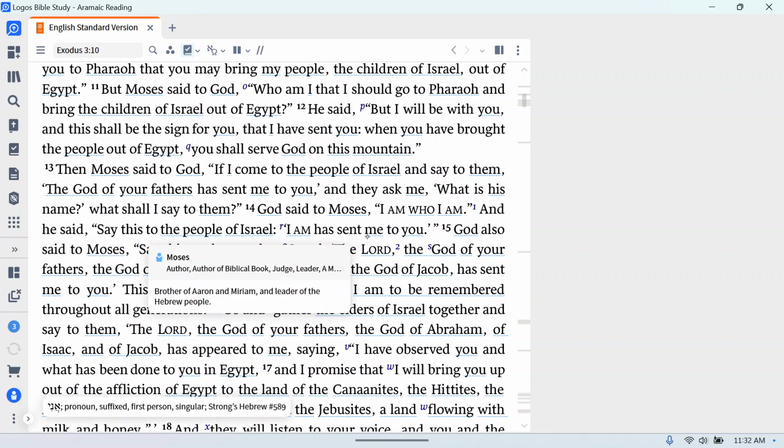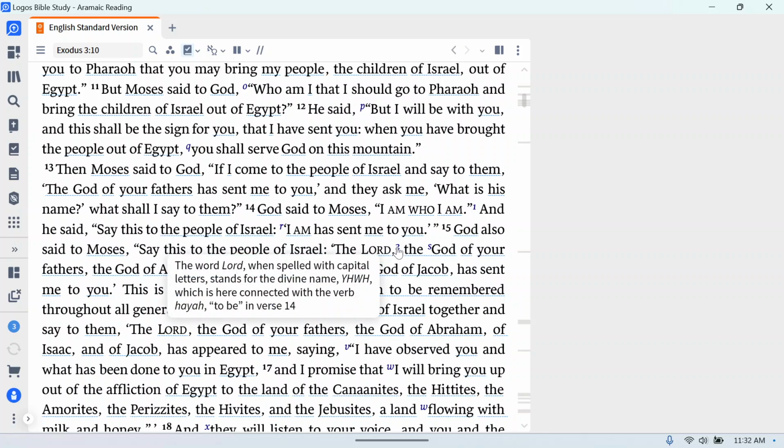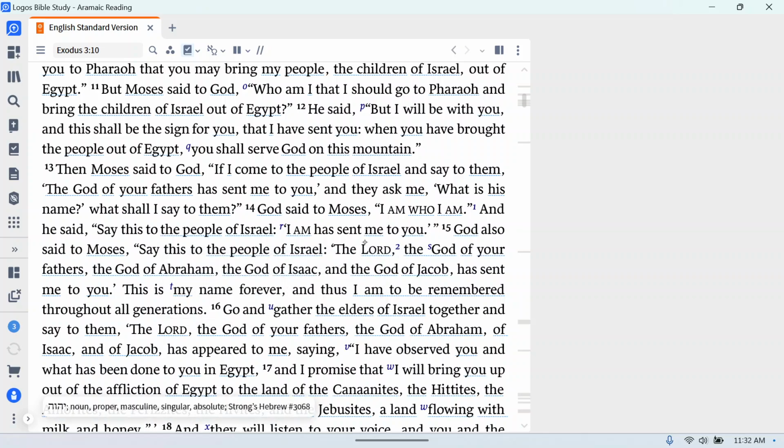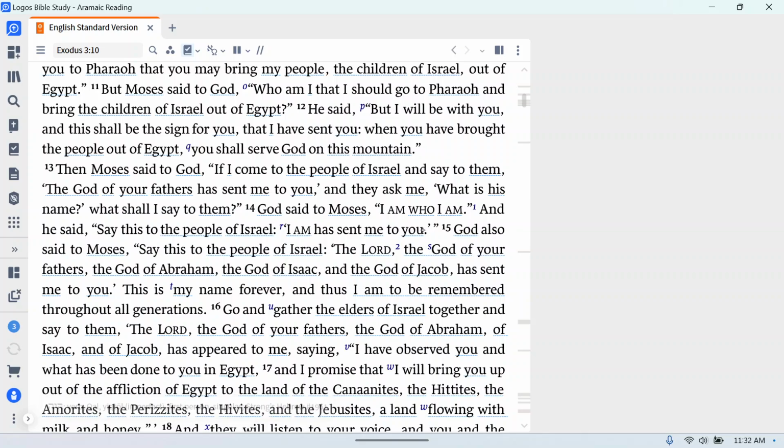I am has sent me to you. And God also said to Moses, say this to the people of Israel, the Lord, that is Yahweh, (the word that's translated Lord right there, God's personal name that's built on this verb to be that we've seen), the God of your fathers, the God of Abraham, the God of Isaac, and the God of Jacob, has sent me to you. This is my name forever.